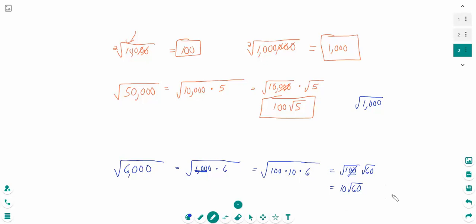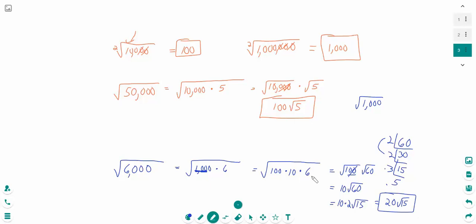Now we're still not done in this problem because we could then factor 60 and simplify it even more. So if we take 60 and find the prime factors for it, we have 2, 30, 2, 15, 3, and 5, and we note that we have a pair of 2's. So then we can pull that 2 out, set it next to the 10, times what's left over, a 3 and a 5, which is going to be a 15. So we end up with 20 times the square root of 15.